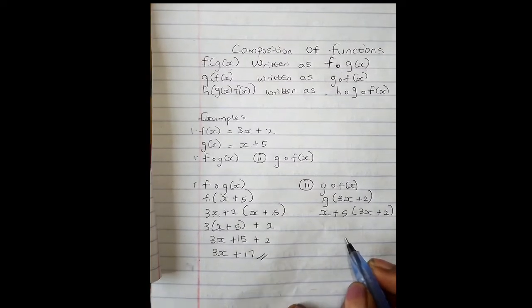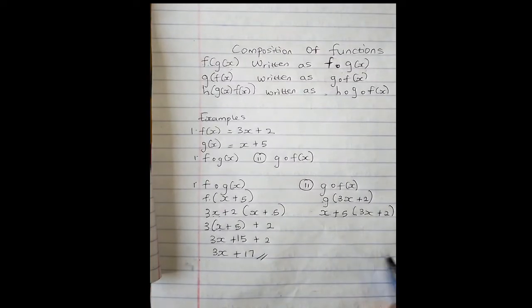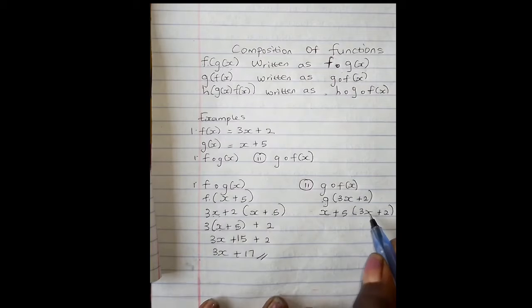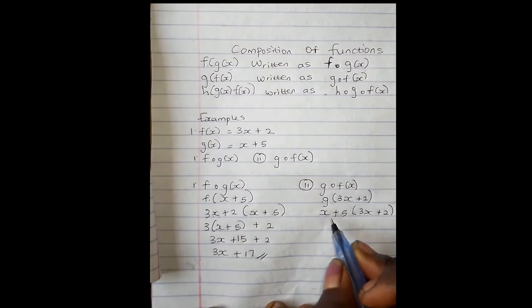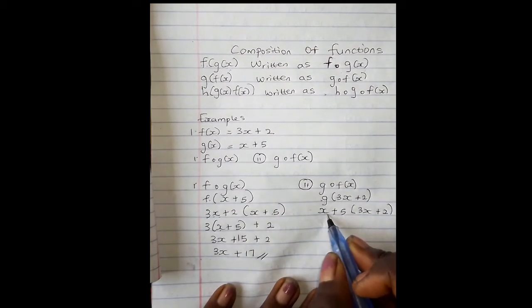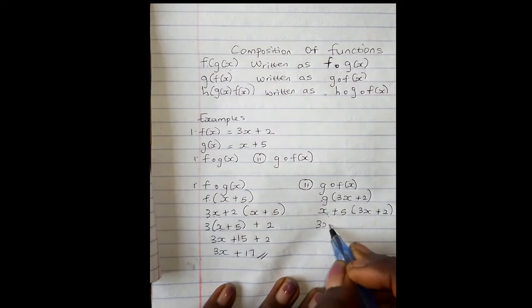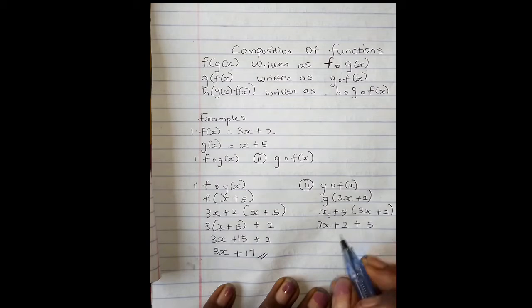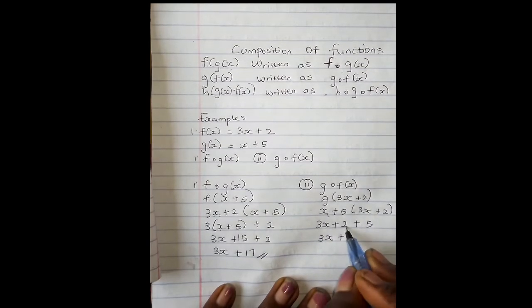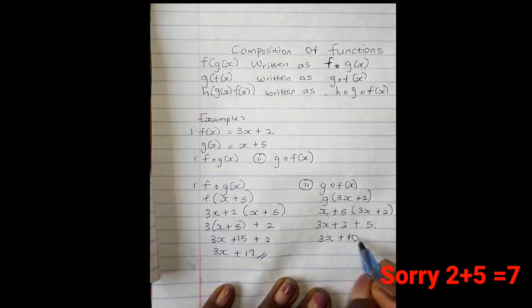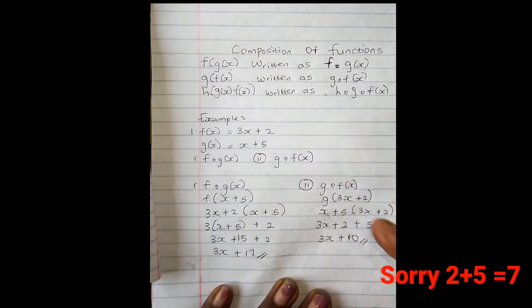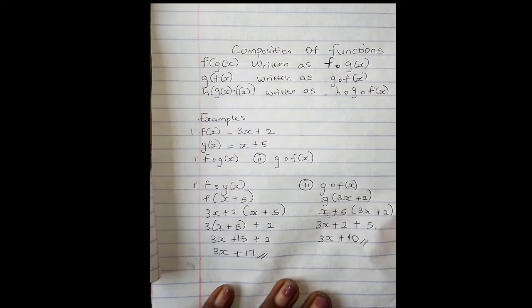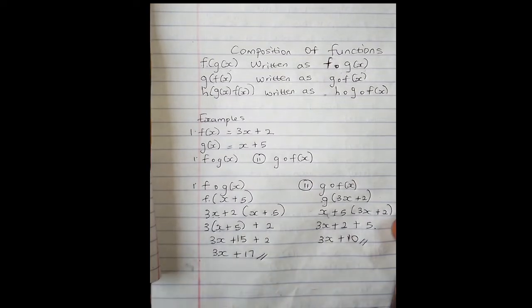Therefore, we can simply say wherever we see x, we put our 3x plus 2. So there's x here, so we put 3x plus 2 in place of x. So we have 3x plus 2 plus 5, which is 3x plus 7. Therefore, this is the answer when we solve for g of f of x. Now, we're going to take another example.